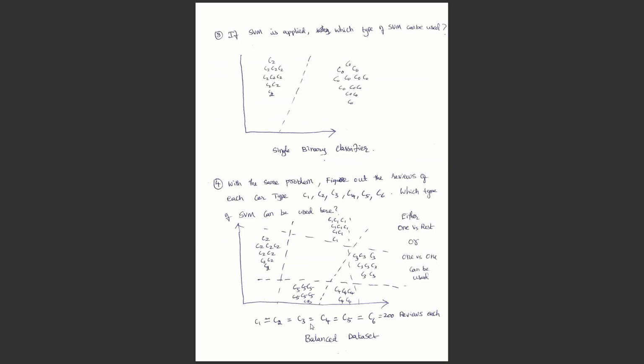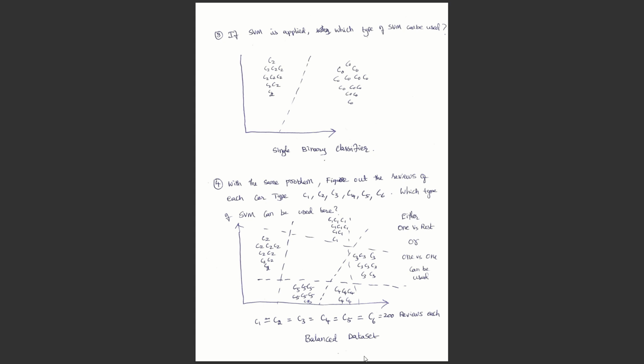And if we try to apply the SVM approach, what type of SVM would we use? Of course, here we have two classes and we have divided them by a single line, so it's a single binary classifier as we don't have more than two classes. But let's look into the next problem.